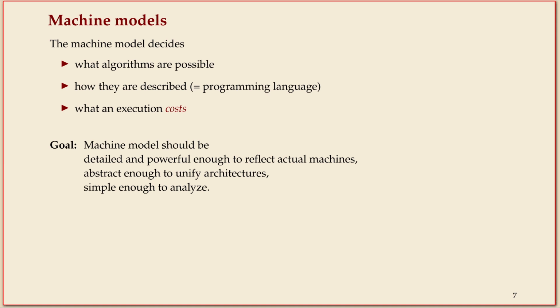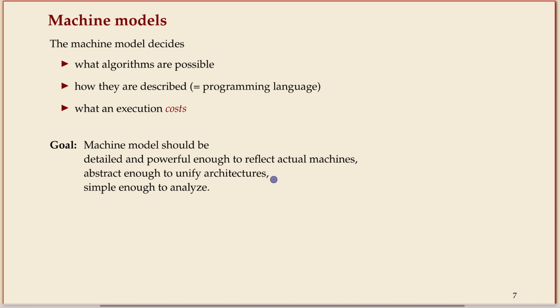So the machine model is really important because it determines how algorithms look. It tells you what algorithms are possible and in what kind of language they are expressed. And it also defines usually what the cost of an execution is. And because it defines all these things, there's a few trade-offs that are tricky in general to get right. It should be detailed and powerful enough to reflect what current machines can do. For example, what I just said, if you have numbers with at most 64 bits, it's very fast to add them. Whereas if you have much longer numbers, it takes more time. Somehow the model should reflect that.